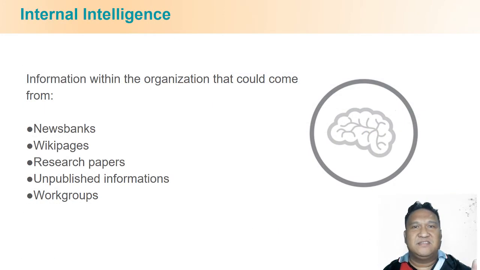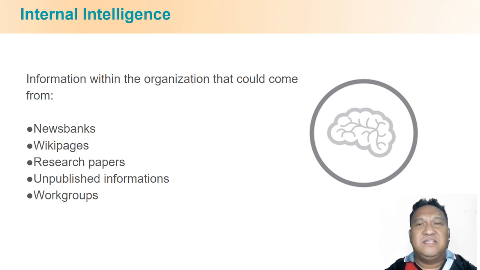Internal intelligence. Internal intelligence is information within the organization that could come from news banks, wiki pages, research papers, unpublished information, and work groups. This information is sometimes trivial, classified, or a lead for an ongoing campaign that requires special attention. Sometimes this information is sensitive enough not to be included in our pool of data.